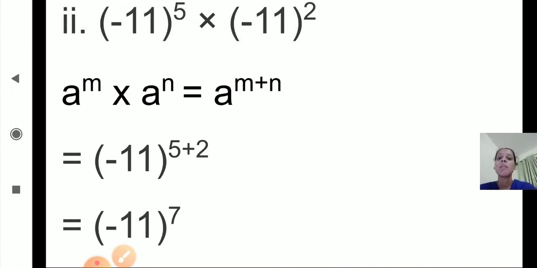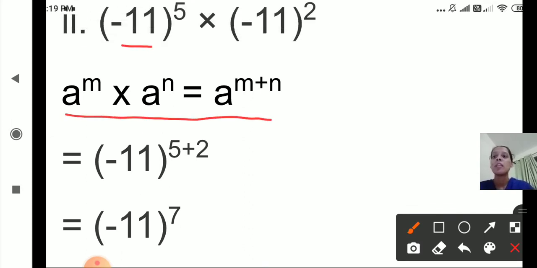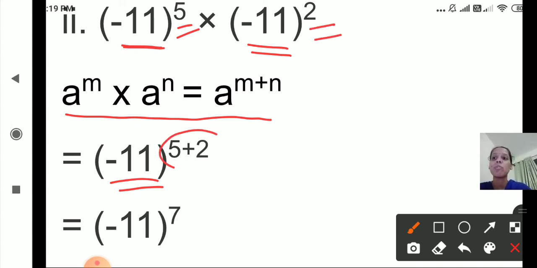Second sum: minus 11 raised to 5 multiplied by minus 11 raised to 2. Again the same, first we'll write down the formula, that is a raised to m multiplied by a raised to n is equal to a raised to m plus n, correct? After writing the formula, here the base is minus 11, which we write down first. Now what is the index here? Here it is 5, here it is 2. Add the index, that is 5 plus 2.